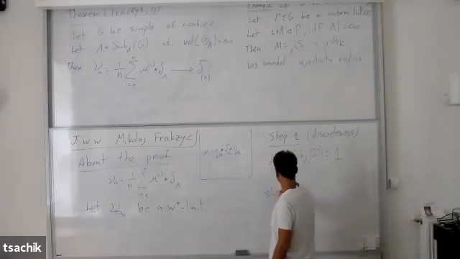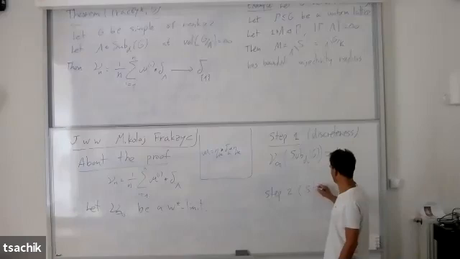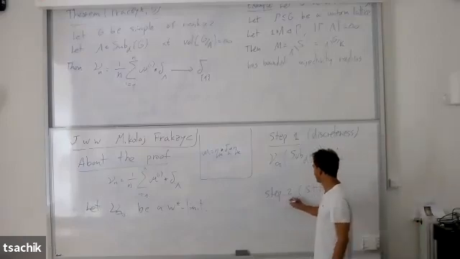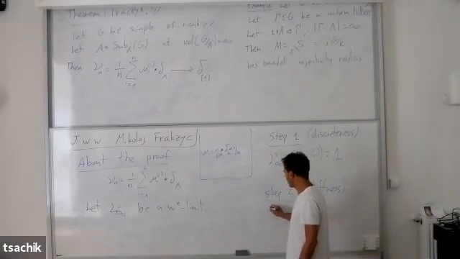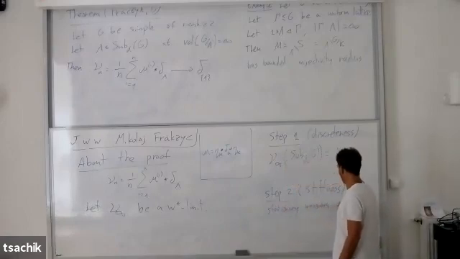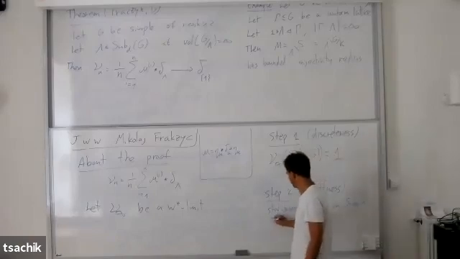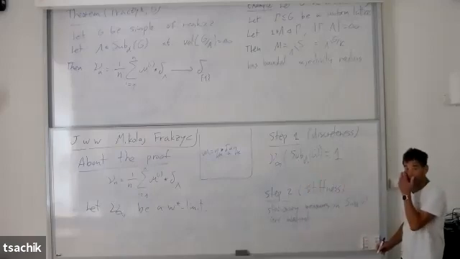Step 2, which I call stiffness. It means that stationary measures on the space of discrete subgroups are invariant.